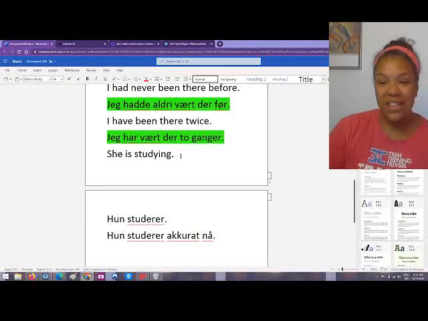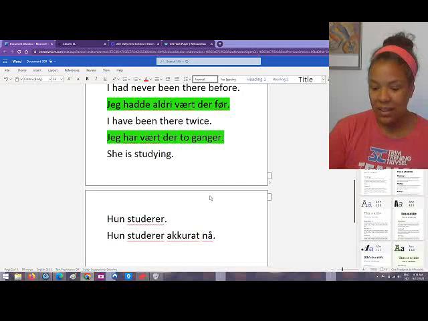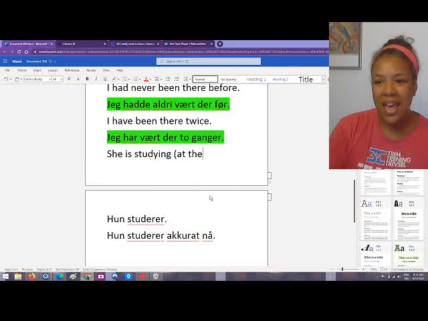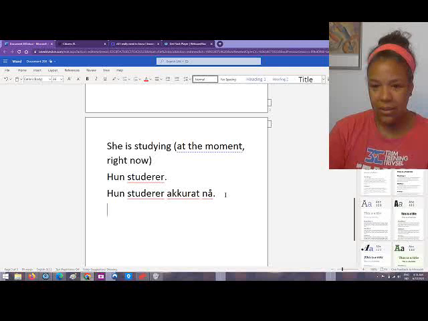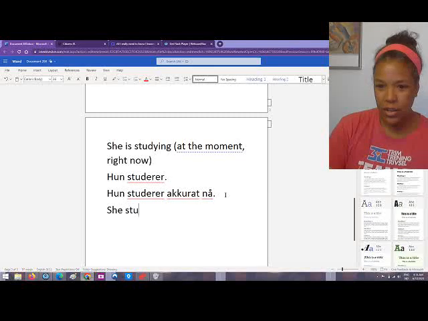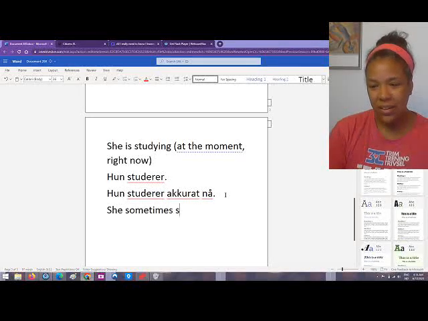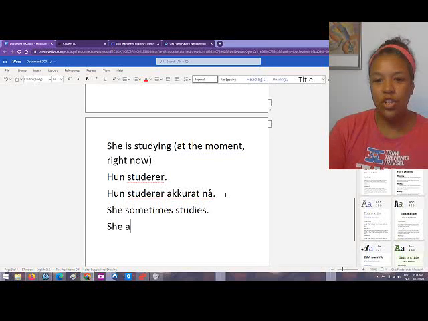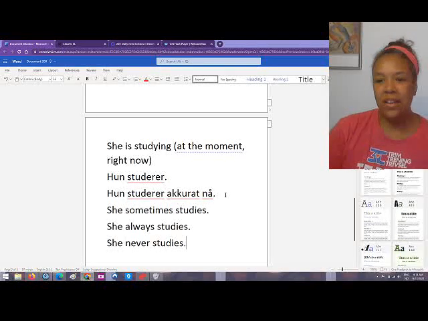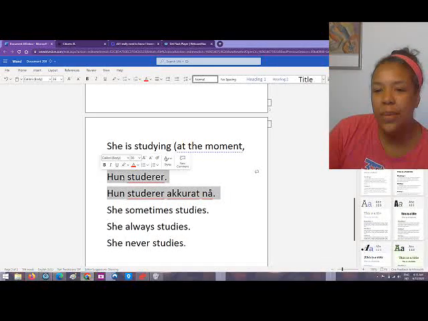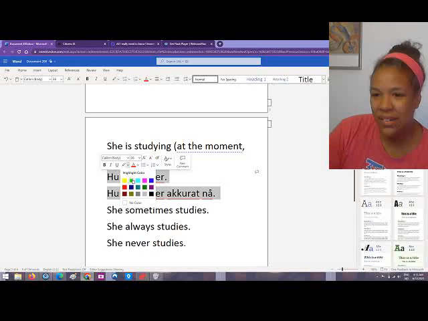So when I say she is studying, it means at the moment, right now. But when I say she studies, she sometimes studies. She always studies. She never studies. Those are the basic differences.